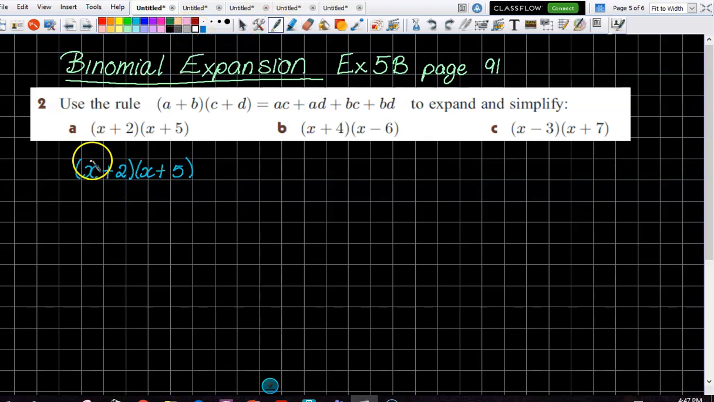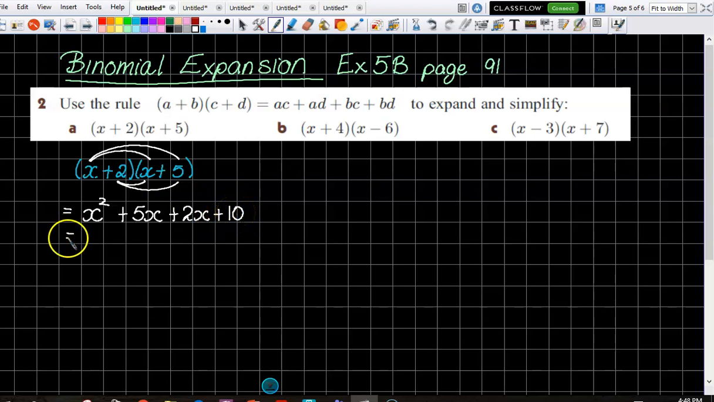So that means we've got x times x, and then we're going to say x times the 5. But we're not done there because we've times everything in this second bracket by the x. Now we need to times everything in that second bracket by the 2. Right? So x times x, if we do the top brackets, we get x squared. And x times 5, 5x. Underneath now, 2 times x is 2x. And 2 times 5 is 10.